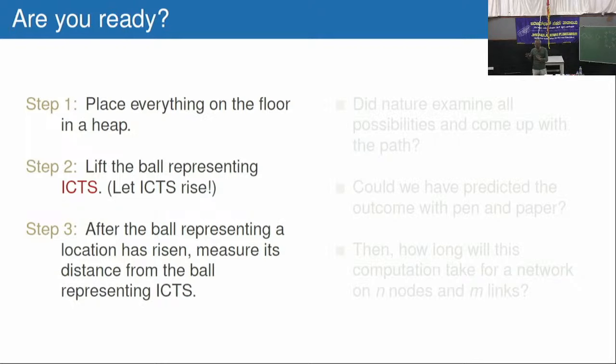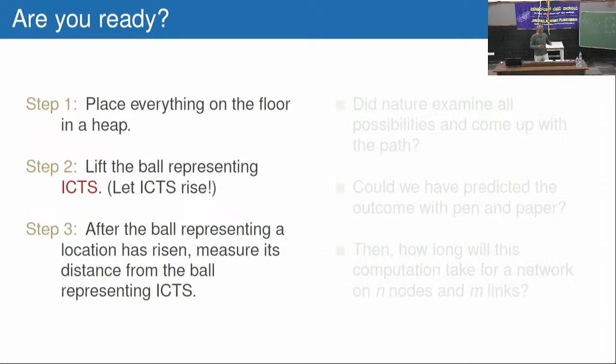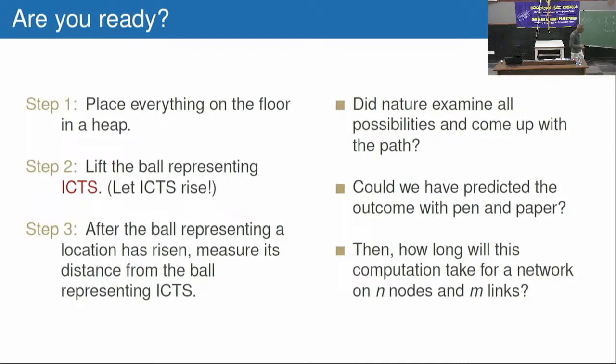So this is some sort of a computer which has solved the shortest path problem for this specific problem. A computer is supposed to be a general purpose thing, which solves other problems. So let me put out these questions, one of which I already said. Did nature examine all paths and come up with the best path for each of them? And could we have predicted the outcome with pen and paper? You seem to have already done it better than me. So let us just go over it.